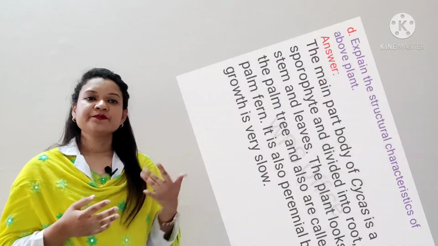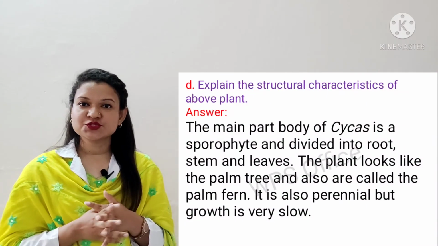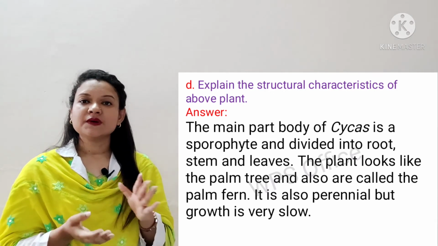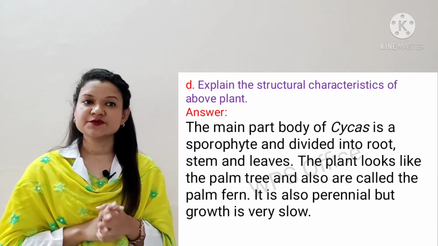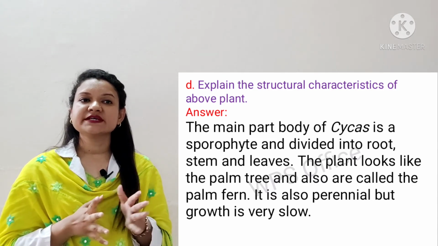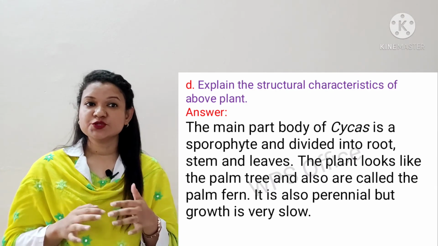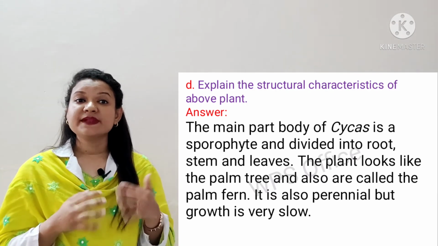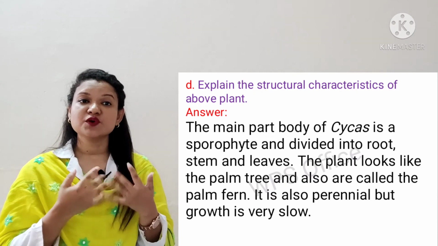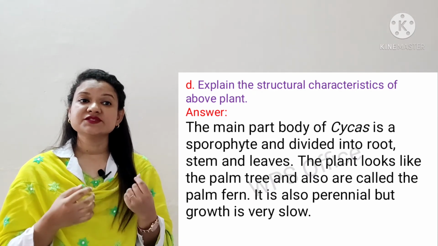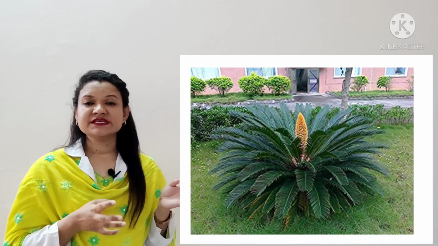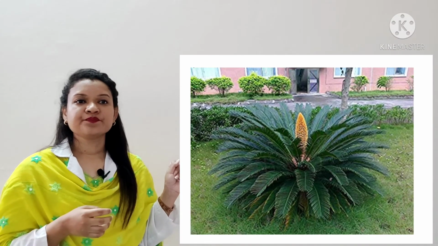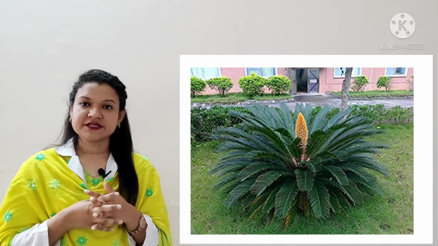Now I will describe our last question, which was: explain the structural characteristics of the above plant. It was actually a Cycas. So the answer will be: the main plant body of Cycas is a sporophyte and is divided into root, stem and leaves. The plant looks like a palm tree and is also called the palm fern. It is also perennial but growth is very slow. Here you can see this is our Cycas plant.